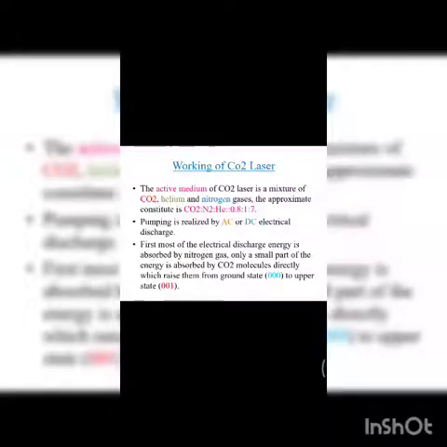Pumping is realized by AC or DC electrical discharges. First, most of the electrical discharge energy is absorbed by nitrogen gas. Only a small part of the energy is absorbed by CO2 gas. So, the molecules rise from the ground state to the upper state. A larger amount of CO2 molecules collide with the nitrogen molecules and gain the excitation energy.